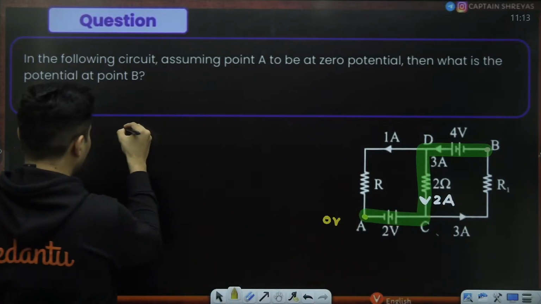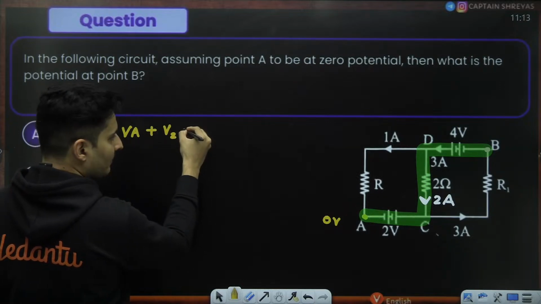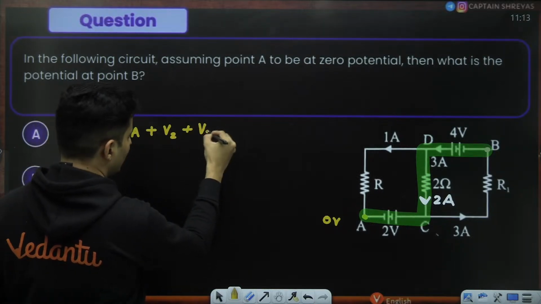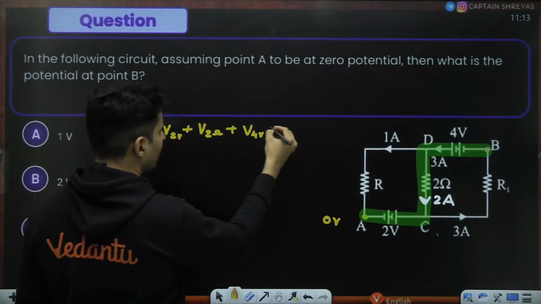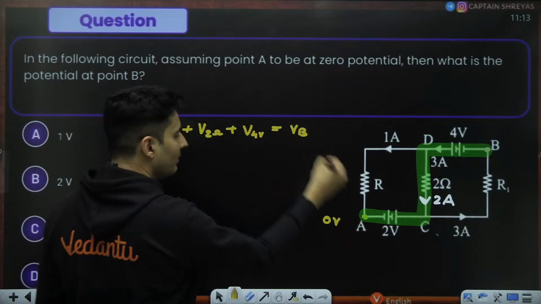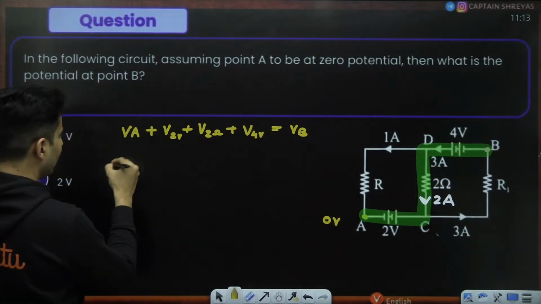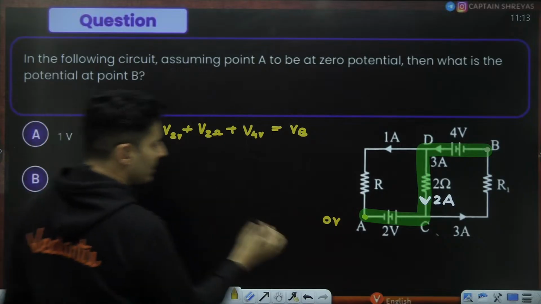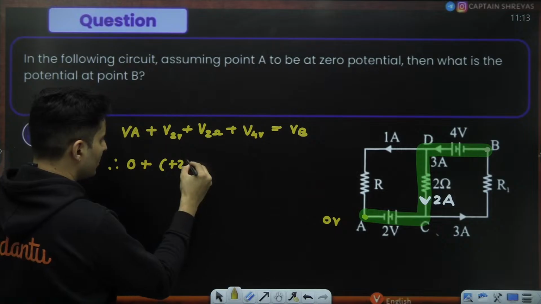So the voltage at point A plus voltage across that 2 volts plus voltage across that 2 ohm plus voltage across that 4 volt battery is going to give me voltage at point B. Kirchhoff's law starting from here to here. So what is VA? It is 0. Voltage across 2 volts, I'm going from negative to positive, so it's a jump. So it is plus 2.